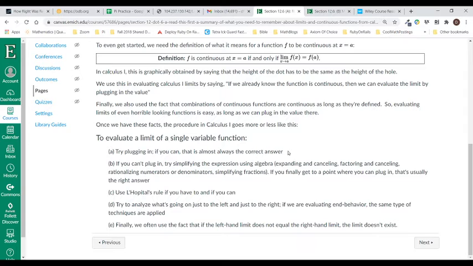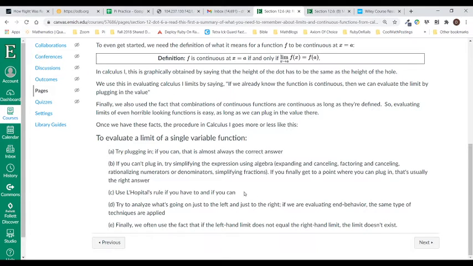The thing is, we always try plugging in first. Even if it's a horrible looking function, if we can plug it in, that limit's going to give us a correct answer. When people normally talk about doing limits in Calc 1, they're usually thinking of item B. If you can't plug in, you try to simplify the expression. So you expand and cancel, you factor and cancel, you fix the fractions, or you fix the square roots. If you can get to a point where you can plug in, that's going to be the right answer.